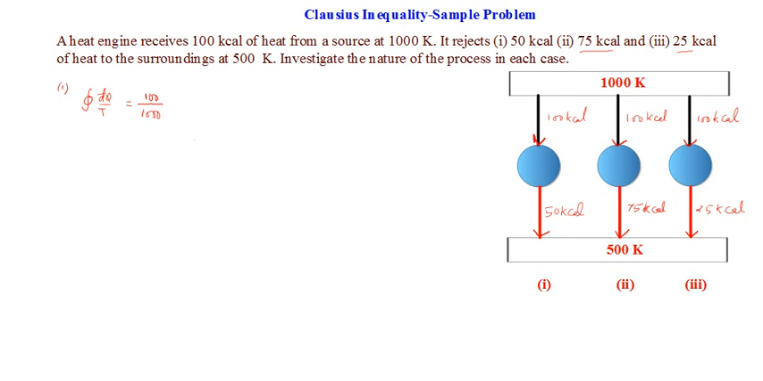Only the thing to be taken care of is that this temperature should be in absolute scale. Heat can be in any units, but the temperature should be in absolute scale. Okay, minus the QL by TL. That is what you do in a cycle. QL is 50 kilocalorie, divided by TL. TL is what? Temperature at which the heat is lost or rejected. That is 500 Kelvin. Okay, by 500.